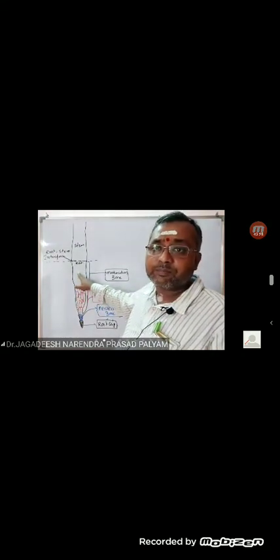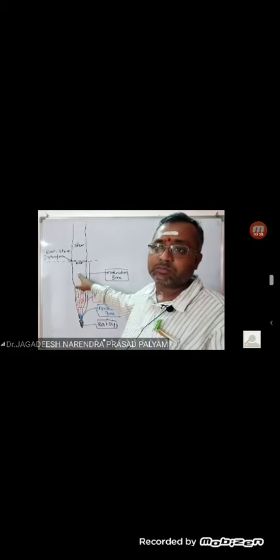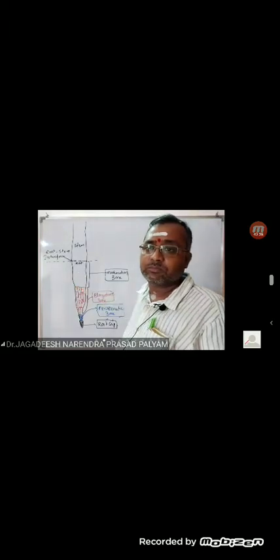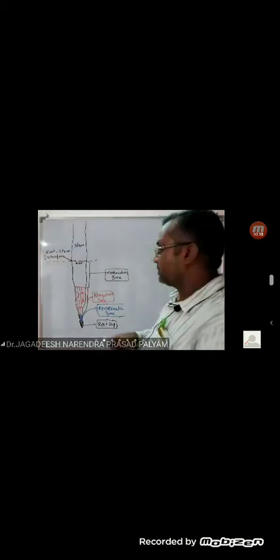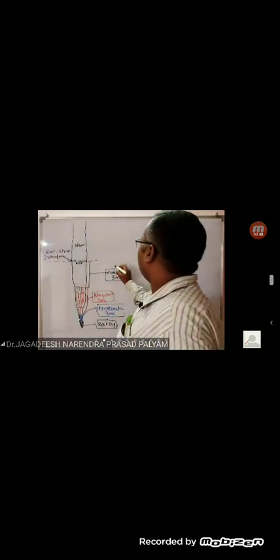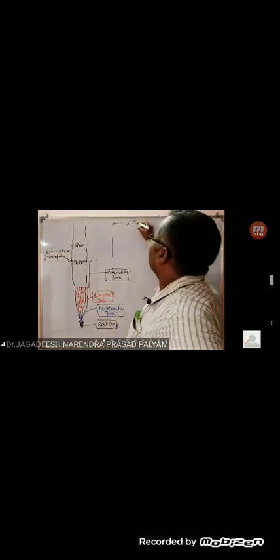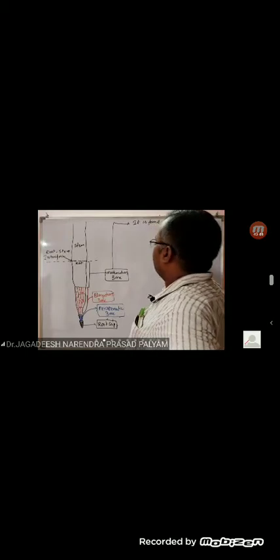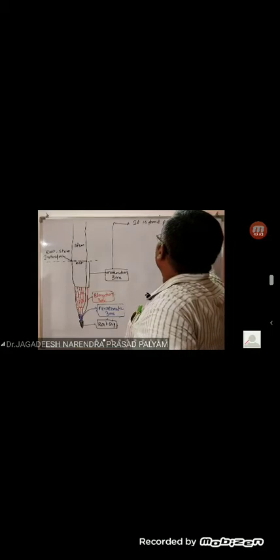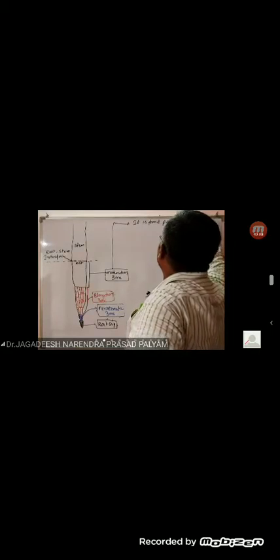Got it? Understood? Okay. So, let us write down now. Maturation zone. It is found proximal to the elongation zone.